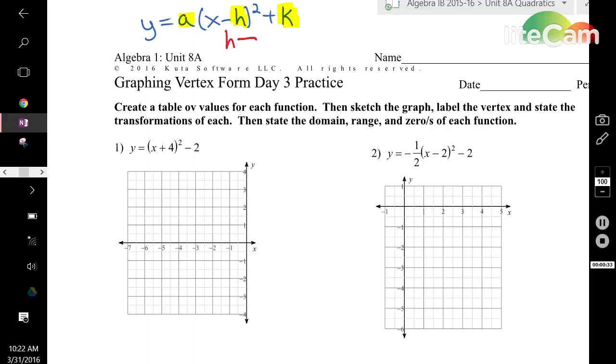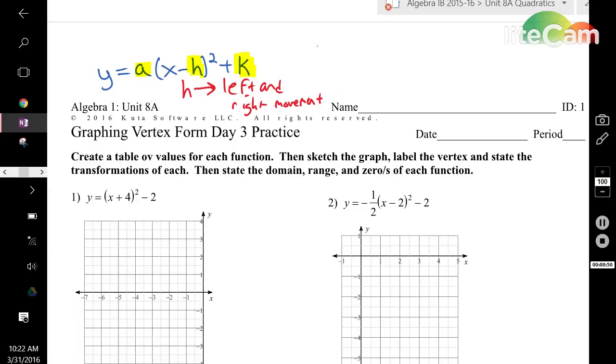A, h, and k all have different effects on the graph. H, for example, is a left and right movement of the parabola. So if h is positive, it moves right. If h is negative, it moves left. K is the up and down movement. So if k is positive, it goes up. If k is negative, it goes down.